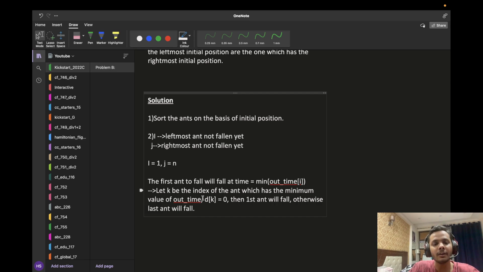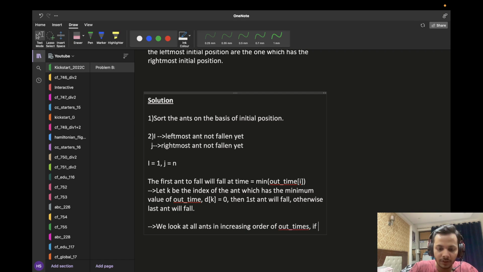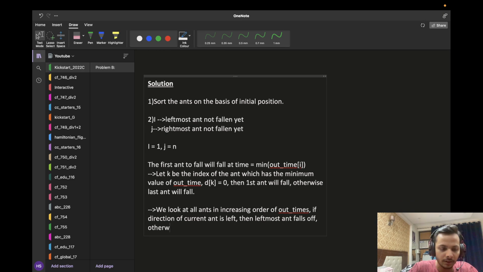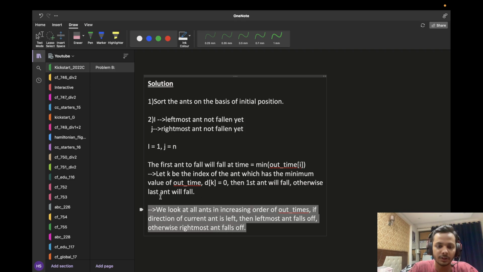Okay, so we will just look at all the ants in increasing order of their out times, and if the current ant is facing to the left, then the leftmost ant will fall off, otherwise the rightmost ant will fall off. So if direction of current ant is left, then leftmost ant falls off, otherwise rightmost ant falls off. Okay, so this is the final solution.